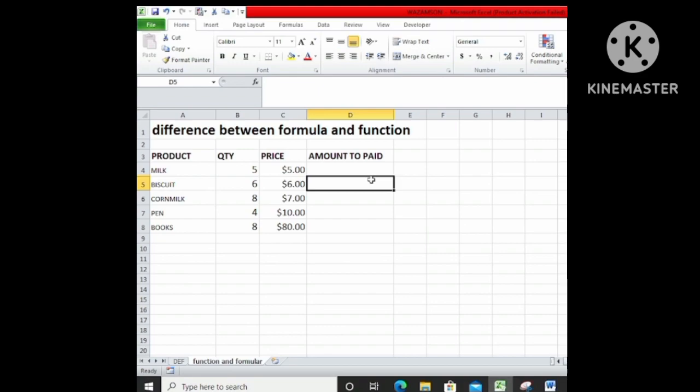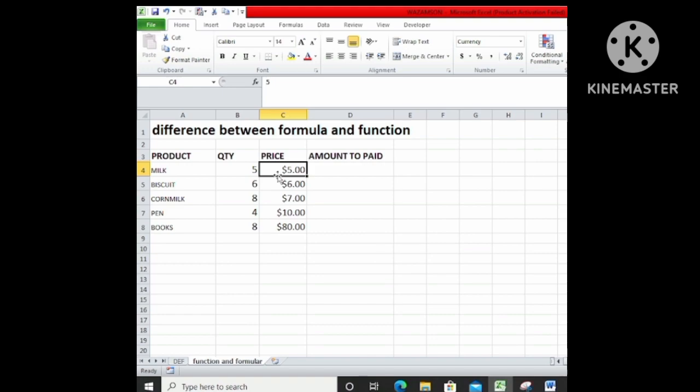Now, we have a little table here to demonstrate the formula and function and their differences. We have product, quantity, price, and the amount to pay. These are the products, these are the quantities bought, and these are their prices. So we want to know the amount to pay for milk. To know that, we want to multiply 5 here by the price, $5 here. We multiply 5 by $5.